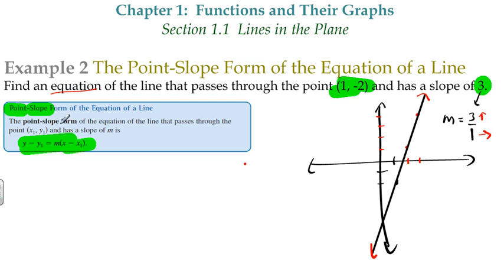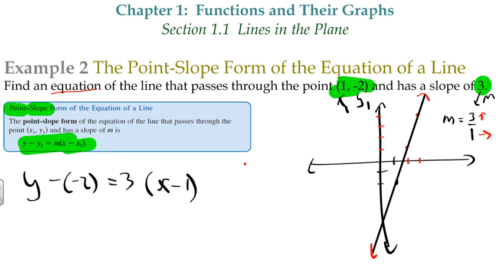So given this equation here, let's go ahead and plug in our x1, our y1, and this right here will be our m. So y minus y1. Well, y1 is -2, so I'm going to put y minus -2 equals m. Well, my m right here is 3, so I'm going to put 3 times (x minus x1). x1 is going to be 1 right here. And basically, all we're going to do is just clean this up. So y plus 2 equals 3x minus 3.